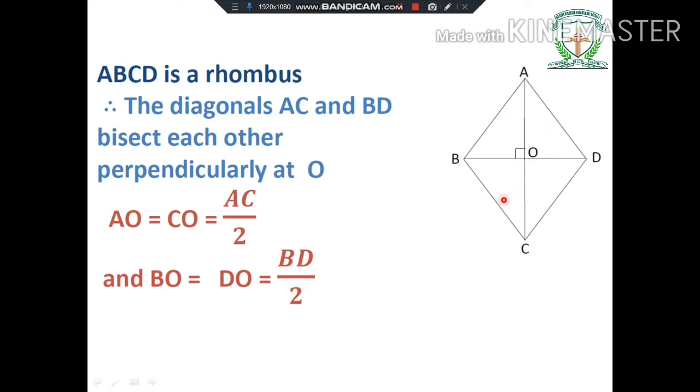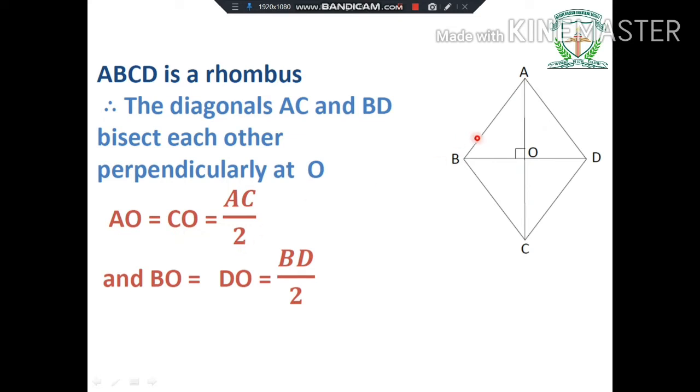Draw rhombus ABCD and also draw diagonals AC and BD. Let these diagonals intersect at O. Dear children, AO is equal to OC. You know the property of diagonals, they bisect each other. Therefore, AO is equal to OC, that is equal to half of AC. AO is equal to CO is equal to half of AC.